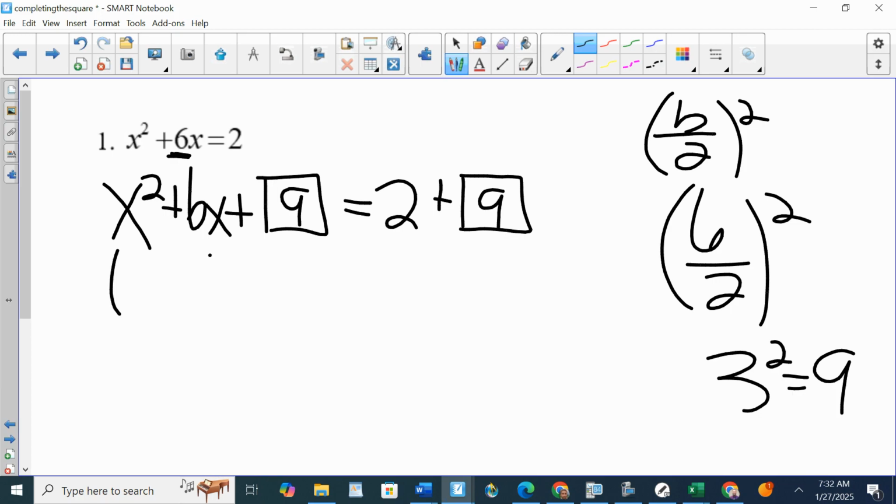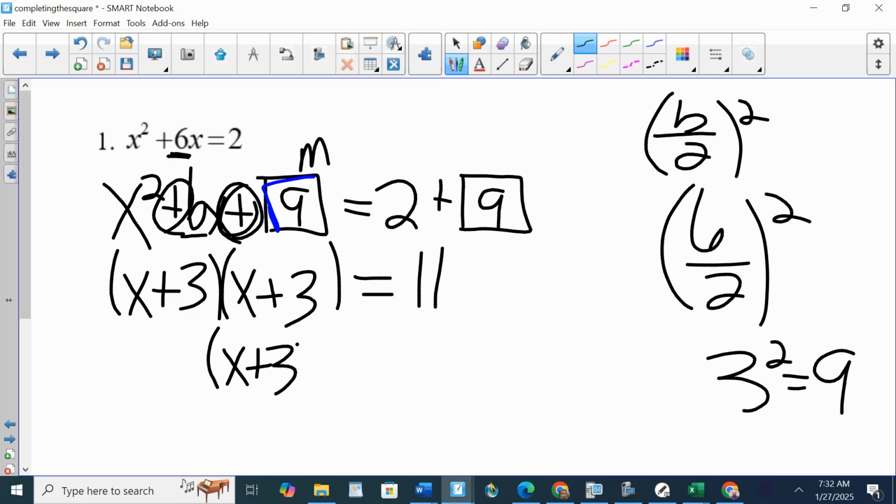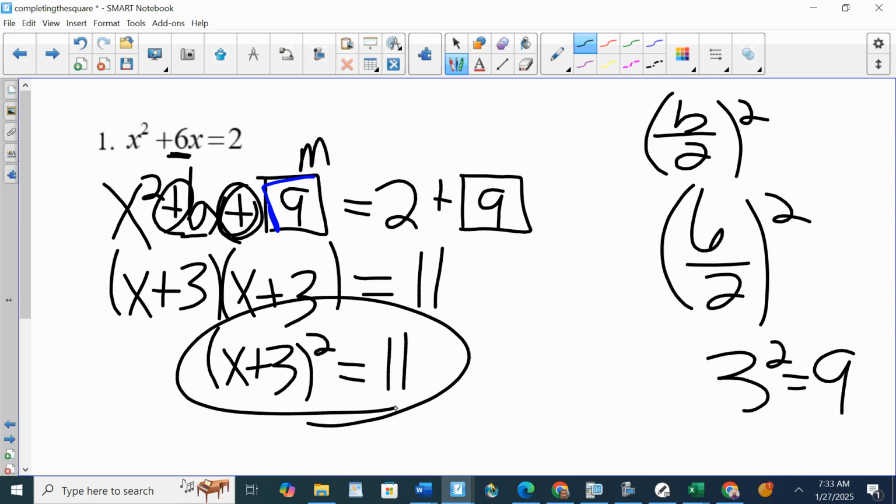Now we factor the trinomial. X and x, first sign comes down, positive and a positive is a positive, multiplies to 9, adds to 6, 3 and 3. And the shortcut for completing the square, it will always be the square root of that perfect square. On the right-hand side, 2 plus 9 is 11. Rewrite as a binomial squared, x plus 3 squared equals 11. And that is completing the square.